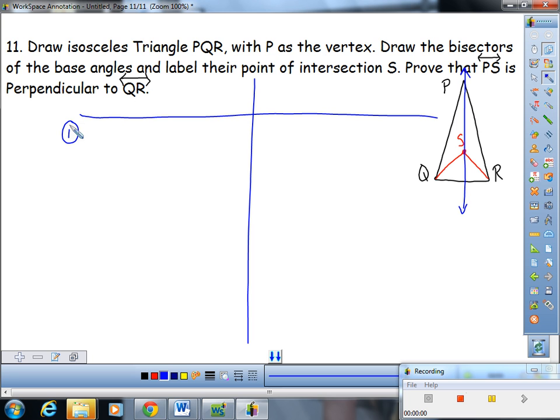All right, we're given that triangle PQR is isosceles with P as the vertex. We're also given that SQ and SR are angle bisectors.